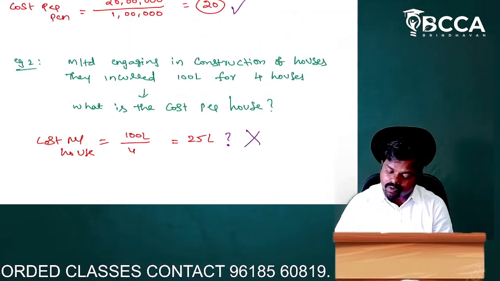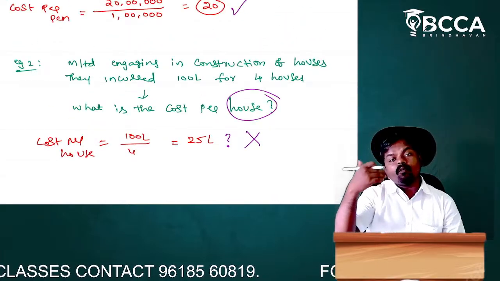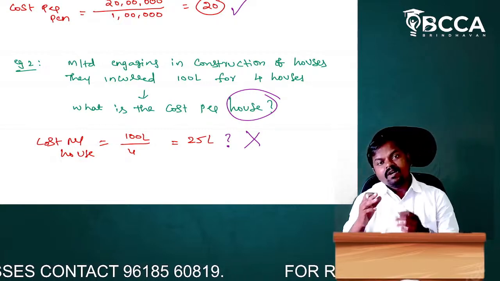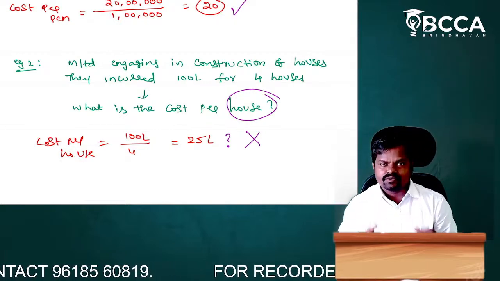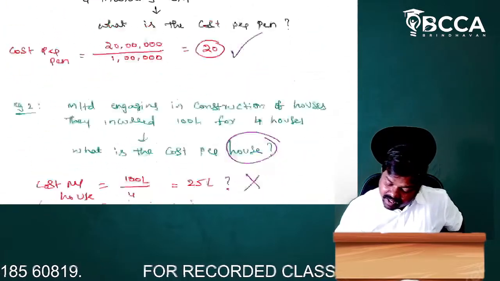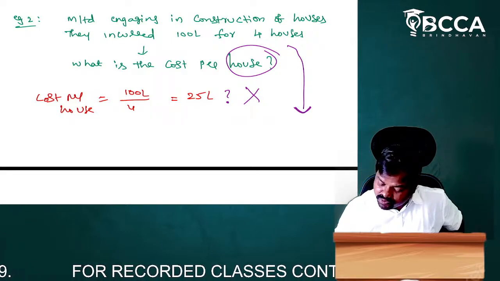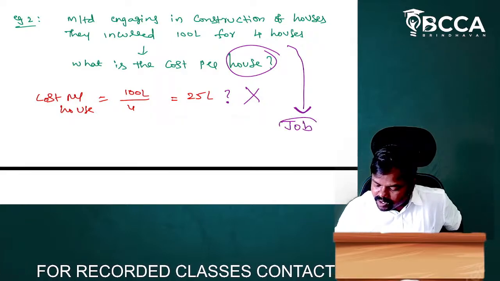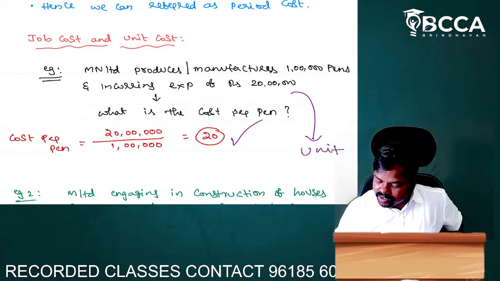Answer is no. Why? One house, 1 BHK. One more house, duplex house. One more house, 3 BHK. One more house, very small house. It means cost will be different. In this situation, they will use job costing. In the pen situation, they will use unit costing.